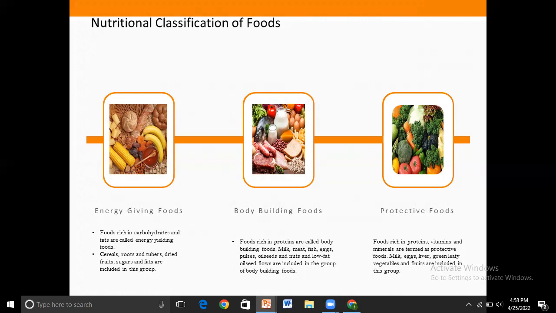Bodybuilding foods are all about protein: milk, meat, fish, egg, etc., and of course pulses, oil seeds, nuts. Then protective foods are all about vitamins and minerals, that is all our fruits and vegetables.